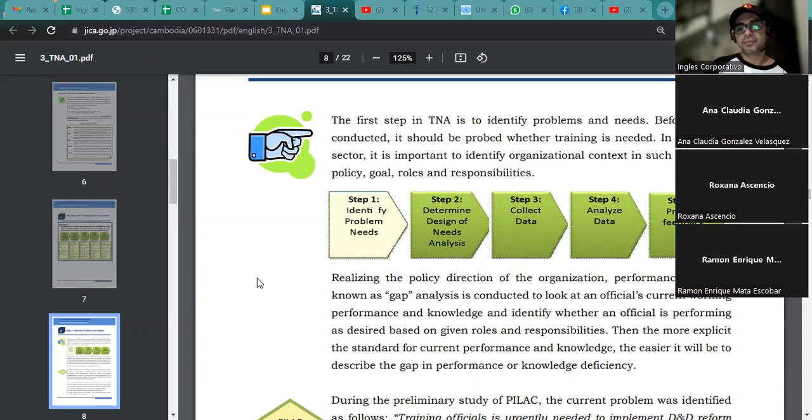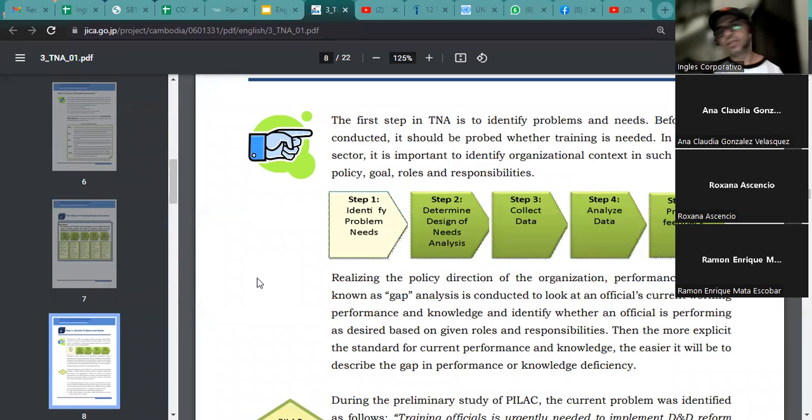Let me just move the screen here. Okay. Realizing the policy direction of the organization, performance analysis, known as gap analysis, is conducted to look at an official's current working performance and knowledge and identify whether an official is performing as desired based on given roles and responsibilities. Then the more explicit the standard for current performance and knowledge, the easier it will be to describe the gap in performance or knowledge deficiency.